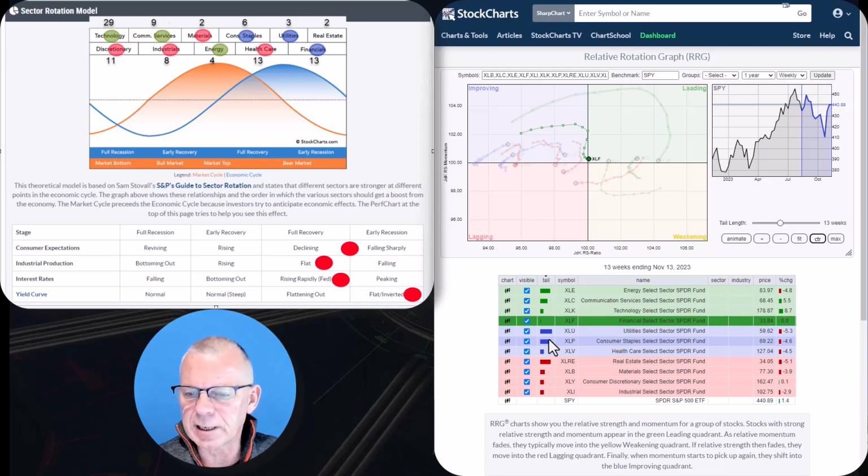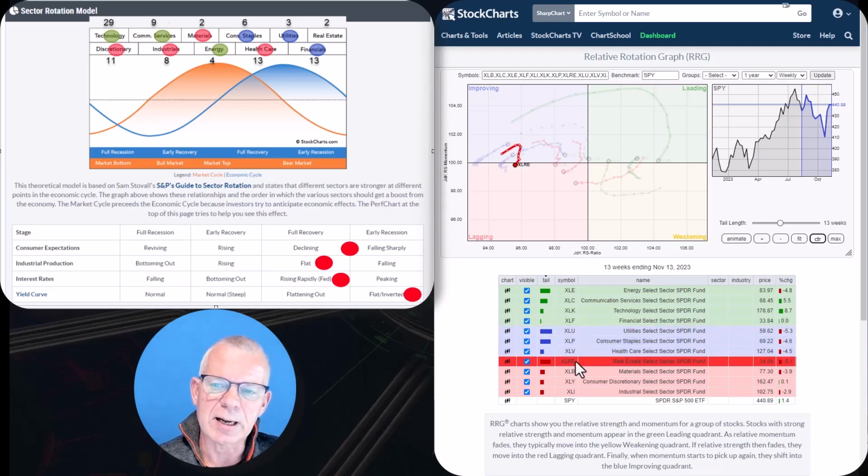And then finally we have real estate, and I think that is very clearly a negative. It's rotating inside improving, rotating back into the lagging quadrant. Something you really don't want to see if you own that, and a clear sign that it is an underperforming sector.